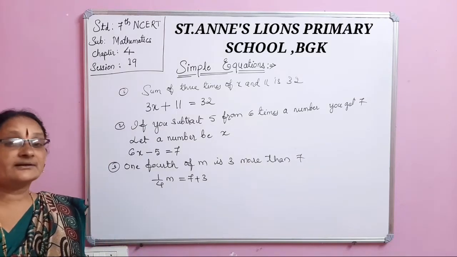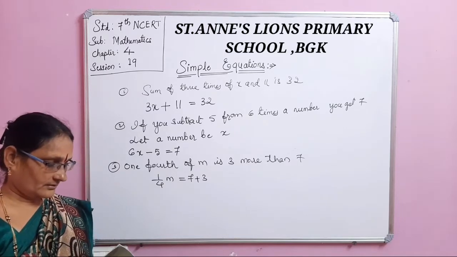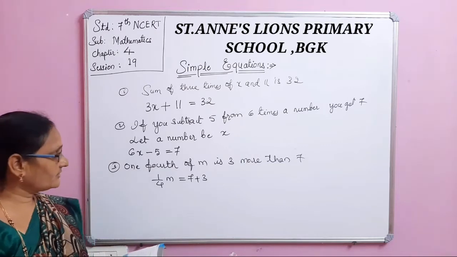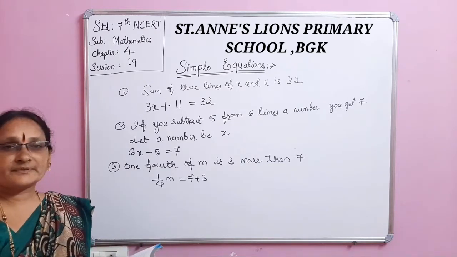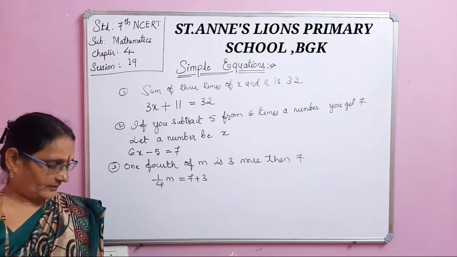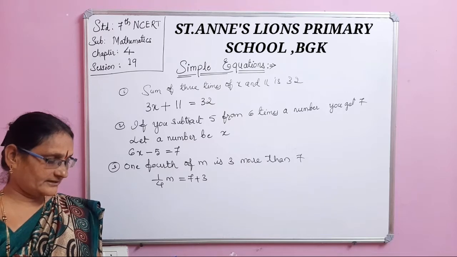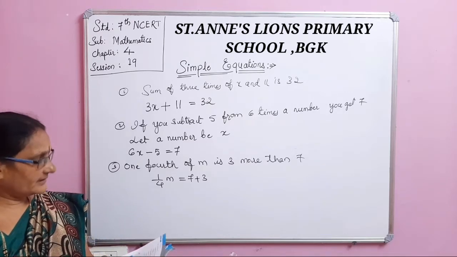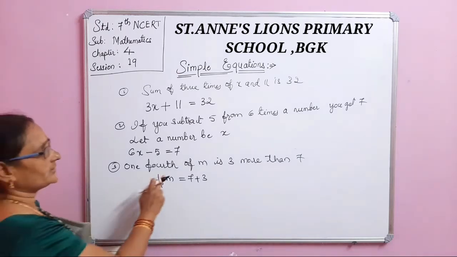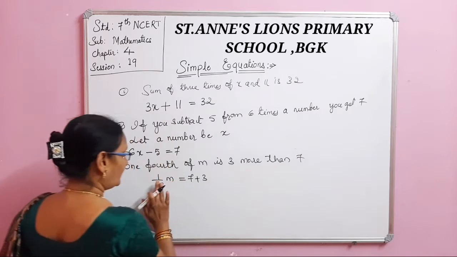This is the method of writing the equation for the given statement. Okay. It is greater than 7 by 3. This means that the difference is greater than 3. My 1/4 of m is 3 more than 7.